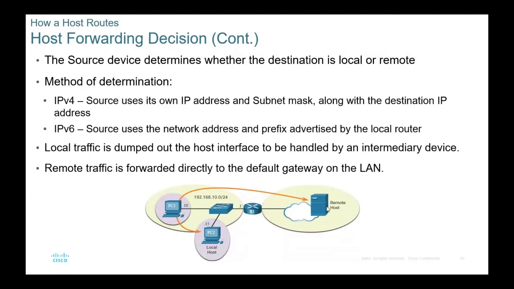The source uses its own IP address and subnet mask along with the destination IP address. IPv6 uses the network address and the prefix advertised by routers. Local traffic is delivered out of the host interface to be handled by intermediary devices. Remote traffic is forwarded directly to the default gateway.